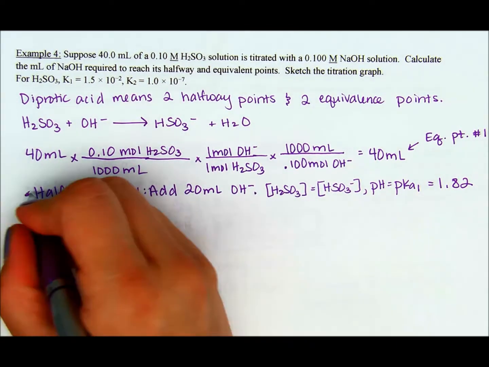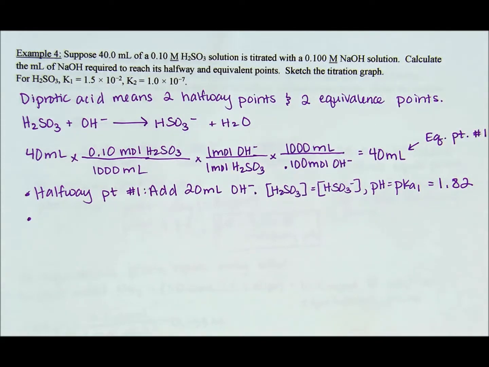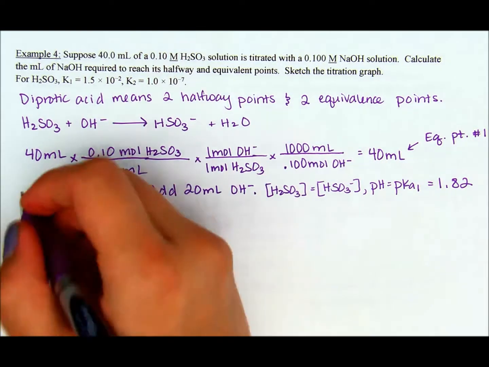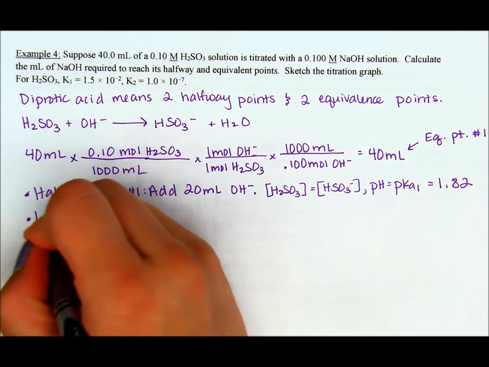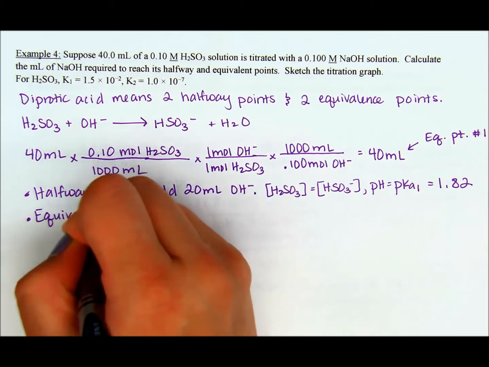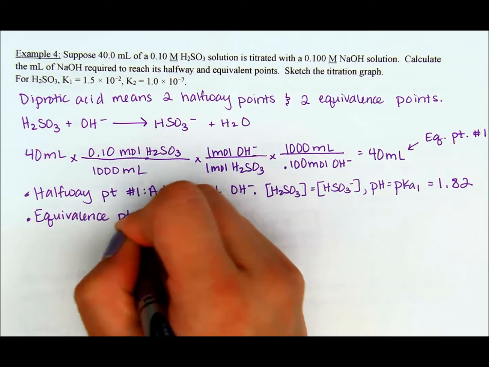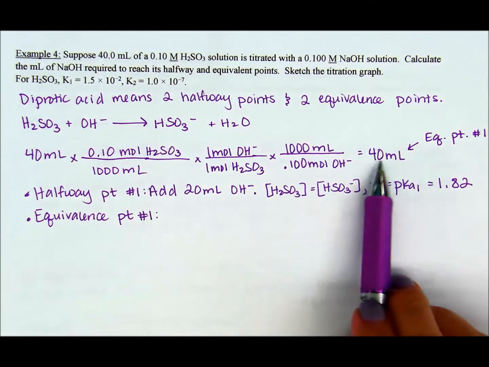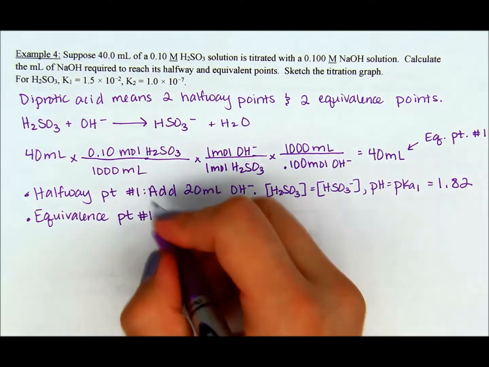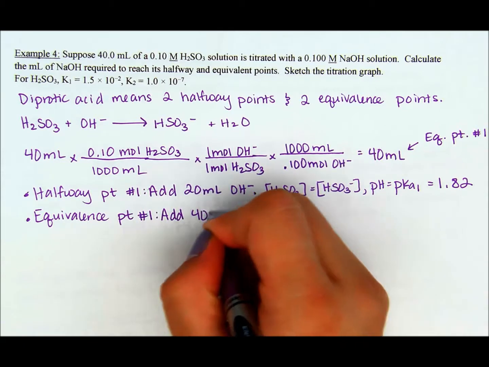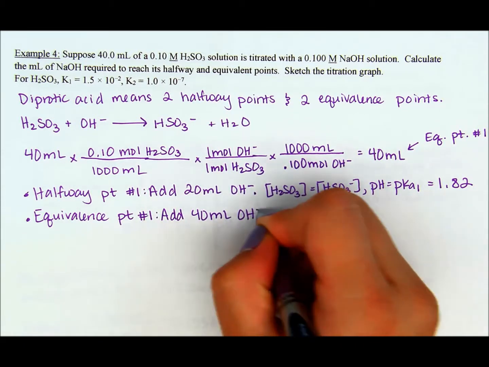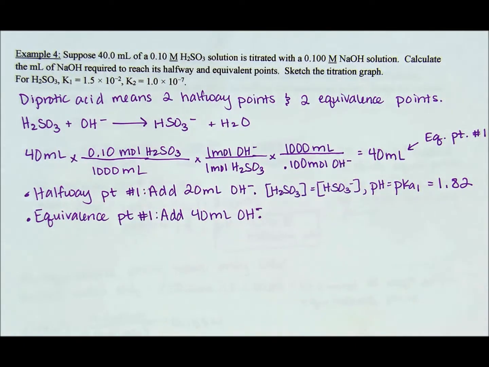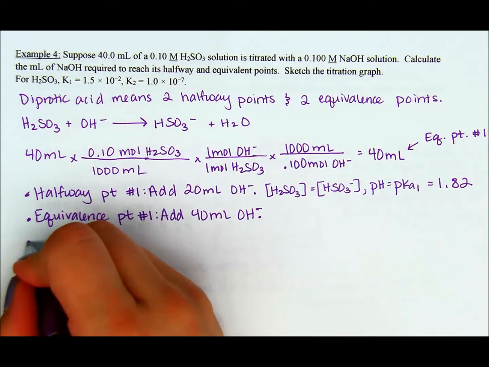And I only did that pH because that was an easy pH. So at the equivalence point, it's not so easy because we have to do an ice table and we have to do the Ka, which we don't have to do in this problem, so I'm not going to do that, but we did that in the previous problem. So the equivalence point number 1, we calculated that here. That's 40 milliliters. So add 40 milliliters of hydroxide. And like I said, we are not going to calculate our pH for this one. You could if you wanted to, but you don't need to. Problem doesn't ask you to.